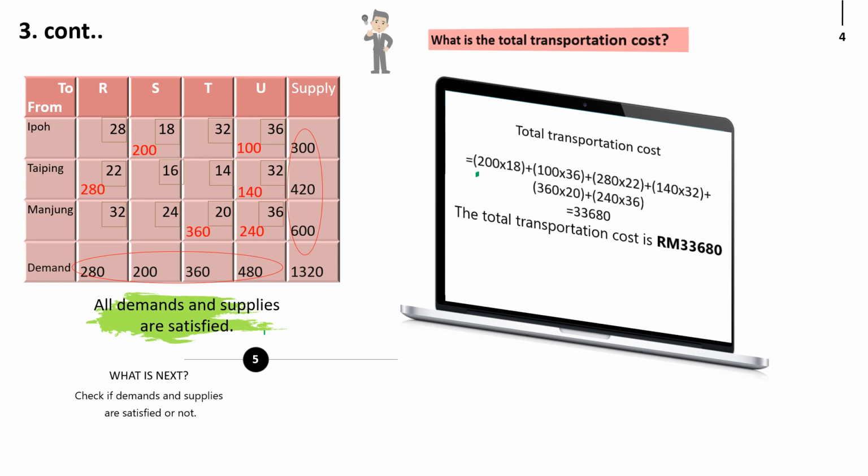200 multiply 18 plus 100 multiply 36, 280 multiply 22, and until 240 multiply 36. Therefore, the total transportation cost is RM 33,680.